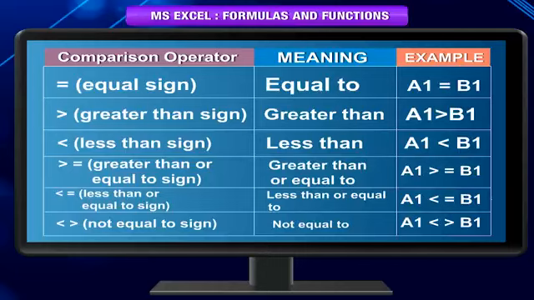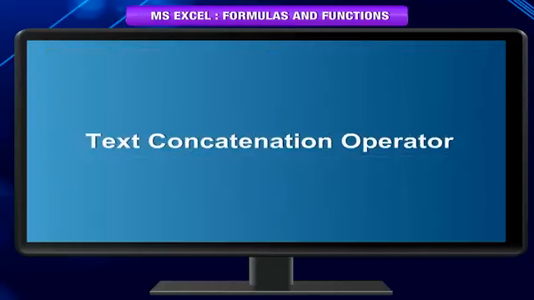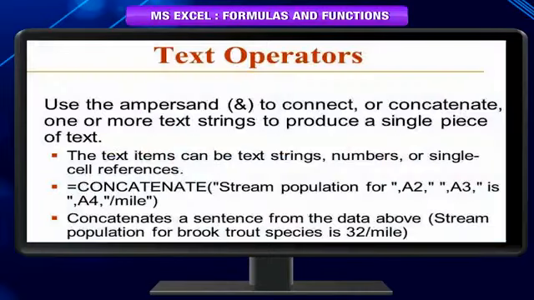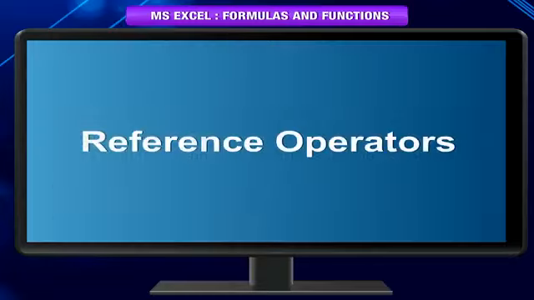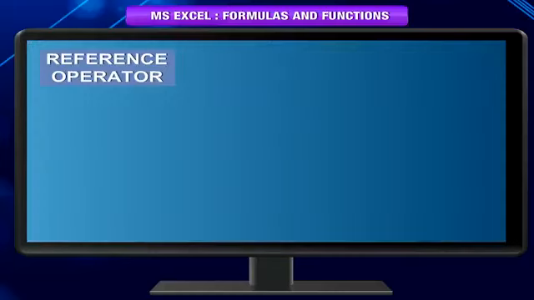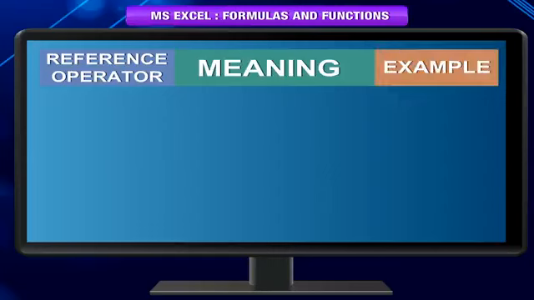Text concatenation operator. Use the ampersand (&) to join or concatenate one or more text strings to produce a single piece of text. Reference operators. Combine ranges of cells for calculations with these operators. Reference operator, meaning, example. Colon.